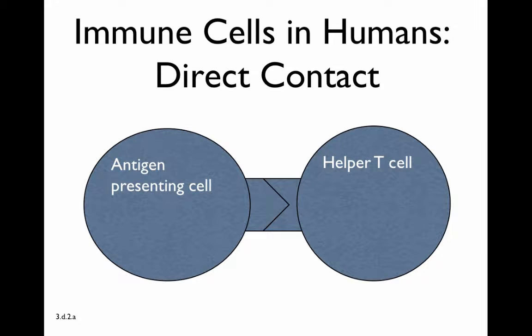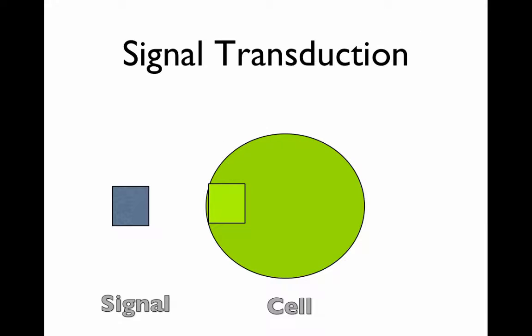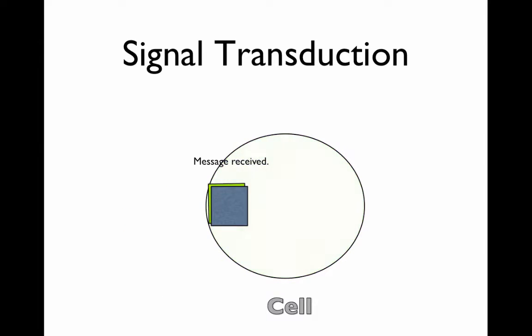Immune system cells communicate by cell-to-cell contact, as seen between this antigen-presenting cell and helper T cell. Regardless of where the signal comes from, it must be received by the cell and acted on. This is signal transduction. Signals can stimulate or inhibit.